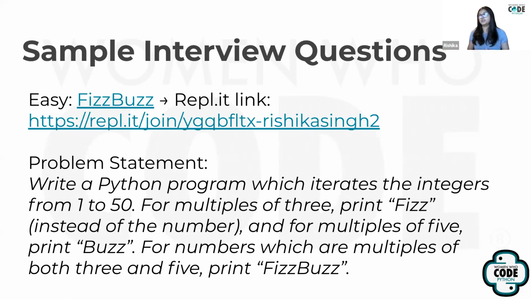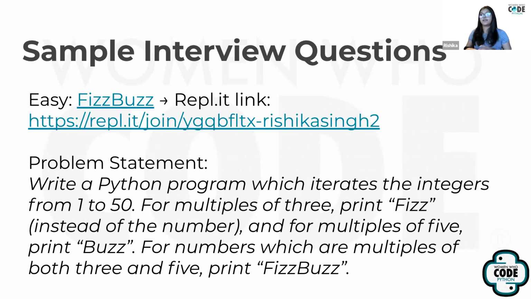What you want to do is write a Python program which iterates the integers from 1 to 50. For multiples of 3, you want to print out the word fizz instead of the number. For multiples of 5, you want to print out buzz in place of the number. For numbers which are multiples of both 3 and 5, you want to print out fizz buzz.